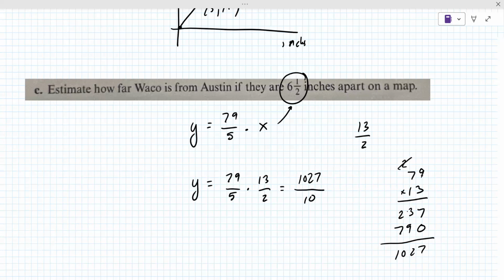Since it's divided by 10, that's just moving the decimal place. That is 102.7 miles.